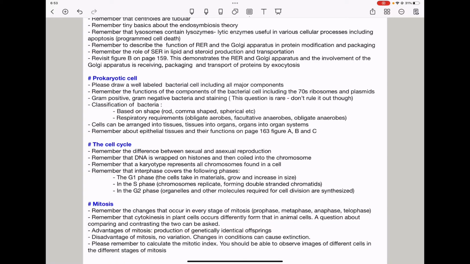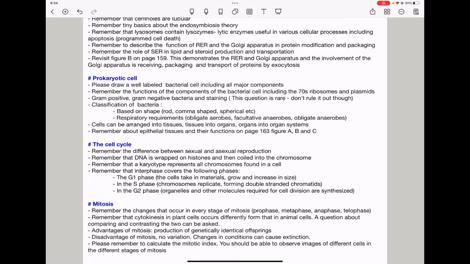We need to remember the changes that occur in every stage of mitosis, like in prophase, metaphase, anaphase, as well as telophase. You need to know the details of how the chromosomes are going to be moving, how they're going to be separated, and where they end up. You need to remember that cytokinesis in plant cells occurs differently from the way it occurs in animal cells. And a question could be asked to compare and contrast the two. We need to know the advantages of mitosis in terms of producing genetically identical offspring.